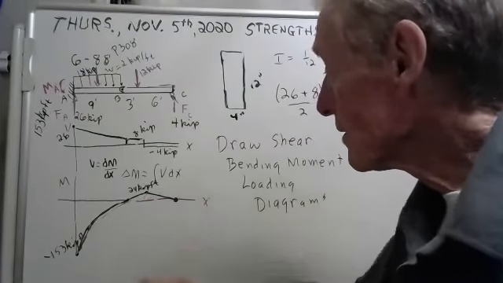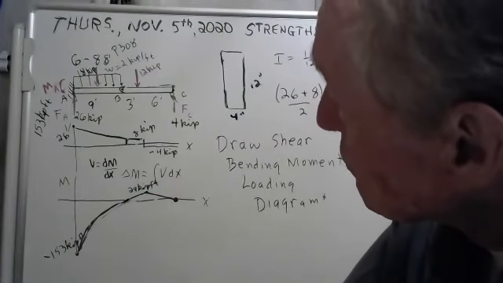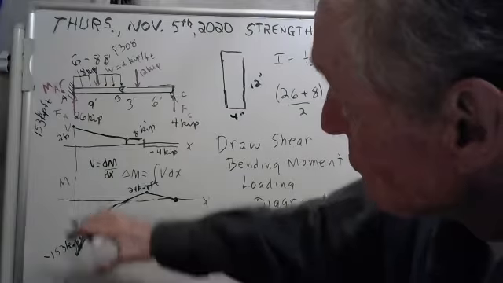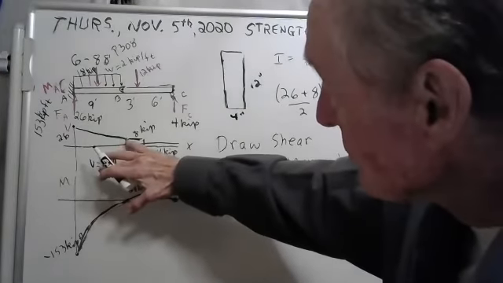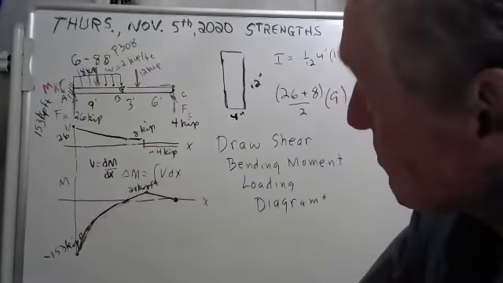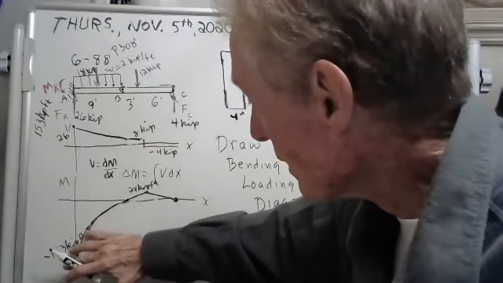Bingo. We have just drawn the bending moment loading diagram. That's what it looks like. There's your shear loading diagram. There's no line right there. And there is your bending moment loading diagram. A little bit messy, but not too bad.